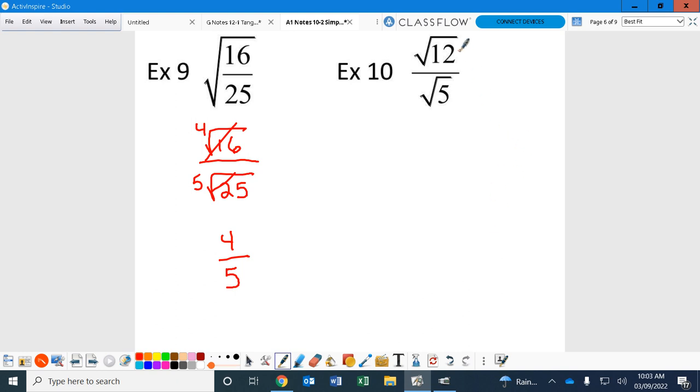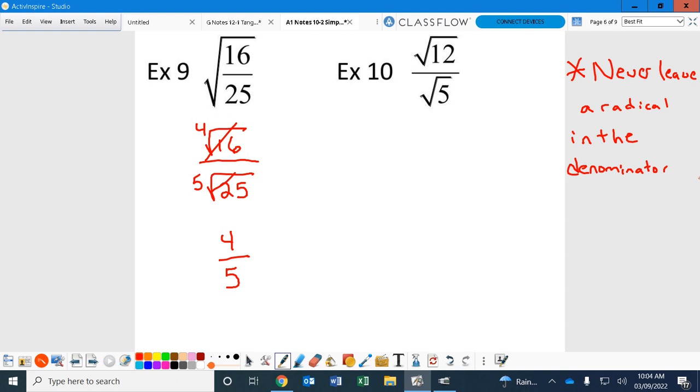Okay. Now, on this next one, do you see the 12 and the 5? There's going to be a breakdown on the top, but the 5 is not. You've got a number on the bottom, and you've got to get rid of this radical on the bottom. Please put a little note out here. Never leave a radical in the denominator. Never leave a radical in the denominator.